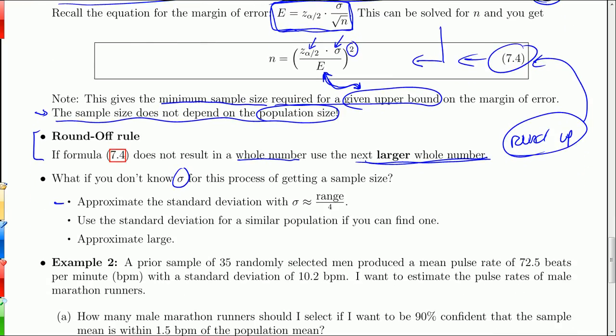Well, you can start off, if you have the raw data, you might be able to take the range of all your data and divide it by 4. That's one estimate. If you can find a standard deviation for a similar population, you can use that. But the trick is to approximate large. Right? You want to approximate large on this, because otherwise, if you don't approximate large on your population standard deviation, you might wind up with too small of a sample size. So as long as you approximate large, everything should be okay.